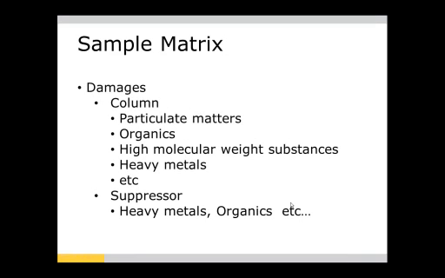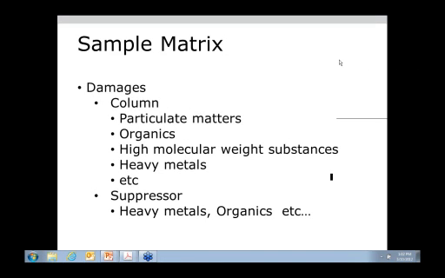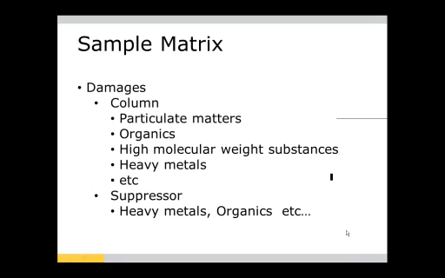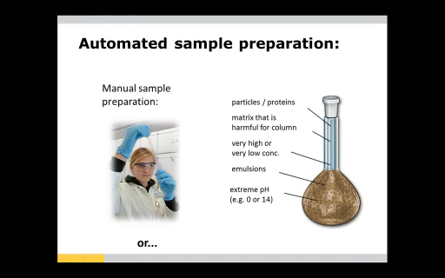These substances can also interfere in the measurements, in terms of damages. Either they can damage the column, which could be due to the particulate matters, the organic substances, high molecular weight substances, as well as the heavy metals. The suppressor, which is a key component in the IC, can be very easily damaged by the presence of heavy metals, as well as the high molecular weight organic substances.